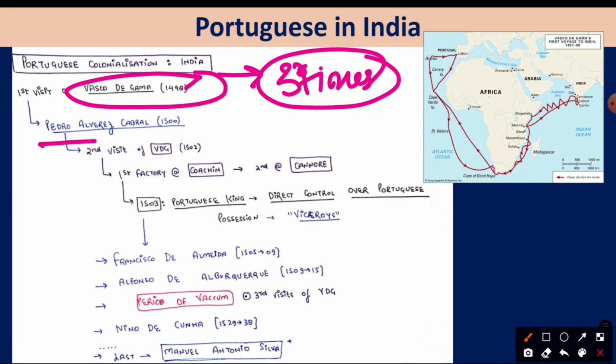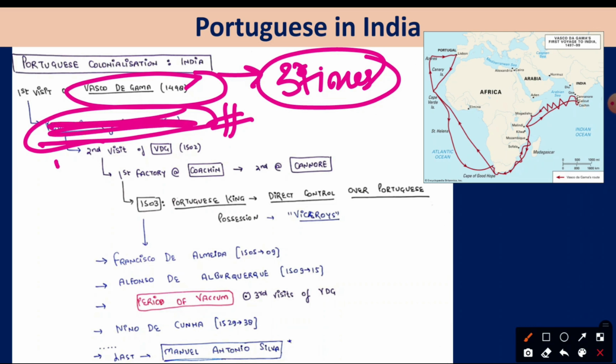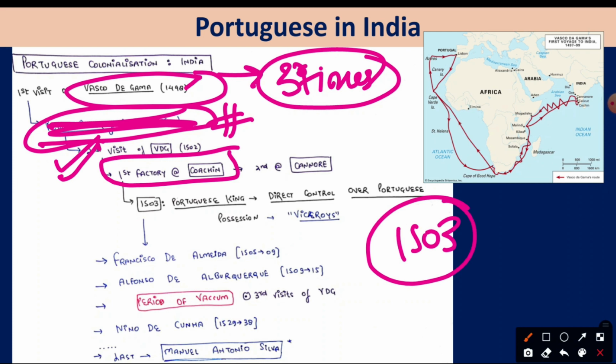Then there was Pedro Cabral. He also came, but he had some conflict with the Arabs. He also did some trade, but he is not a very important figure, so leave it. The next visit of Vasco da Gama came in 1502. Then the first factory was established at Cochin. The second was at Kannur.